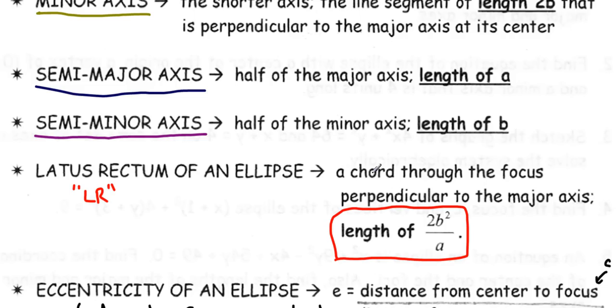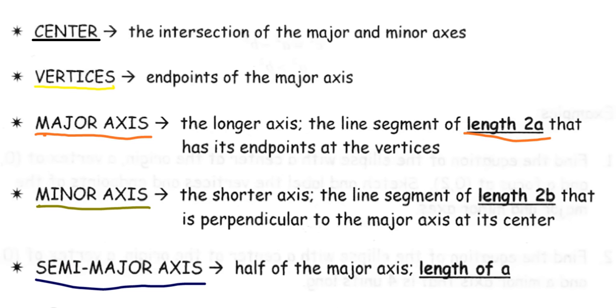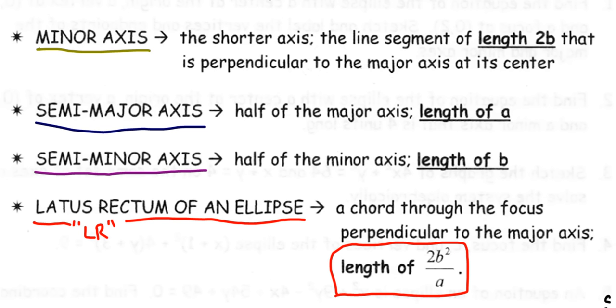So it's a chord, meaning that just like a chord in a circle, it intersects the ellipse in 2 points, and it goes through the focus perpendicular to the major axis. So let's draw one of our LRs. I'm going to underline it here in red. So, through a focus perpendicular to our major axis, here is an LR. It stops right there on the ellipse, and it is perpendicular to the major axis. And like it says here, it has a length of 2b squared over a.